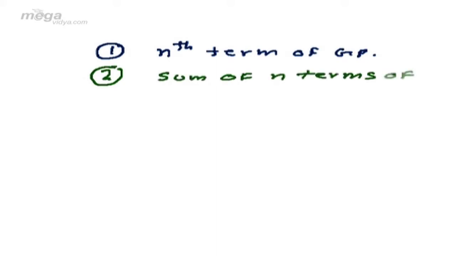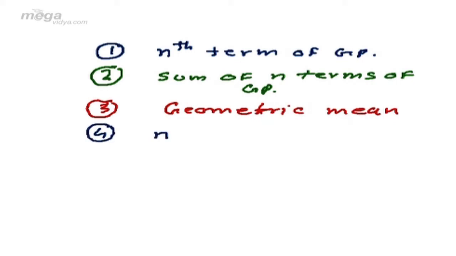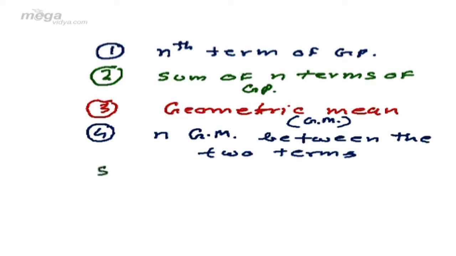In geometric progression, we will study the topics: first, the nth term of GP. The second one is the sum of n terms of geometric progression. The third topic is geometric mean. The fourth one is n geometric means between two terms, and the fifth one is properties of GP. These are the topics we study in geometric progression.